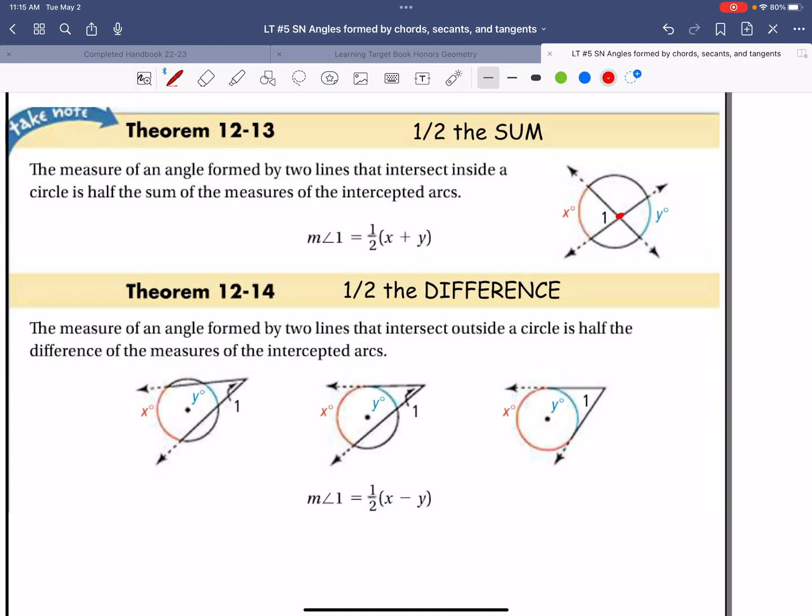Notice how in that warm-up problem, our intersection of the two lines was inside the circle. And when you have those two lines that intersect inside the circle, the angle measure is half the sum of the intercepted arcs. And so that's what we see. We add the two arcs, x and y, and then take half.